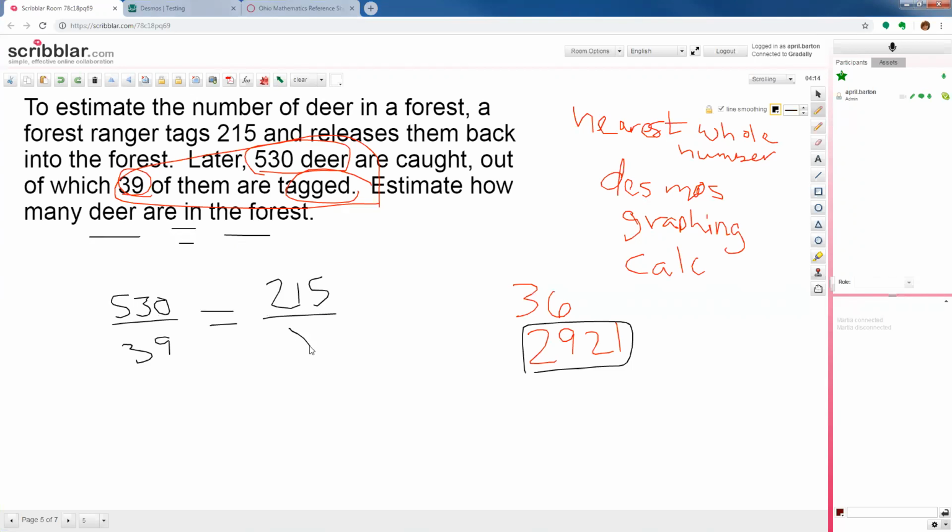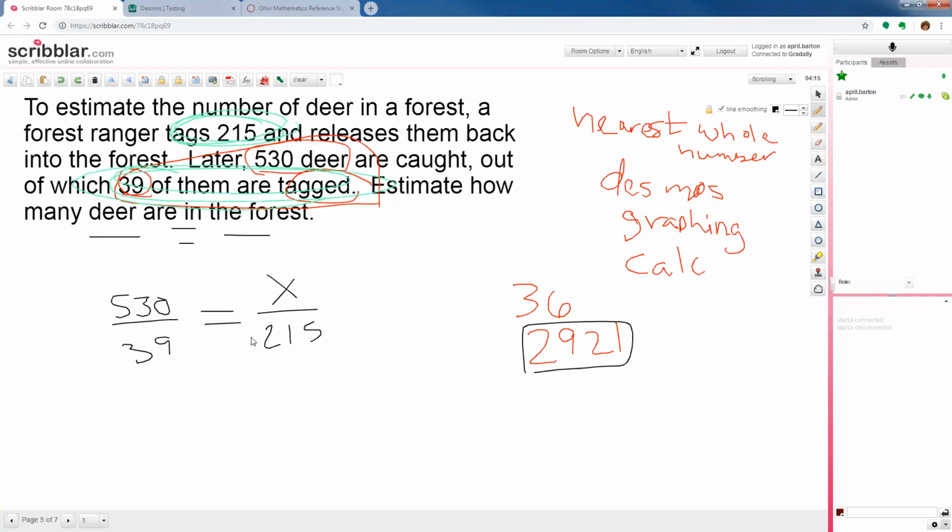Okay. So you were so close. 530 over 39, perfect. The 215, I always kind of color code. The 215 is the tagged deer. It's got to be related to the 39 tagged deer. So it should have gone on the bottom level with the 39. Okay. I know. Okay. So when you divide that 113,950 by the 39, that's how you get the 2921. Yes. So it was x over 215.